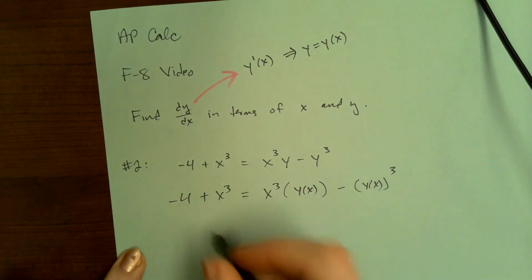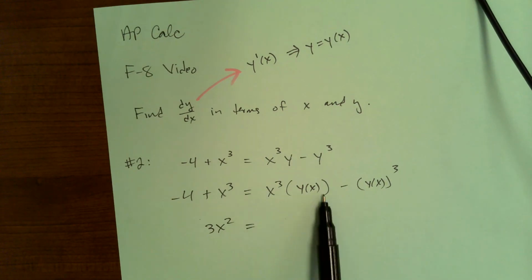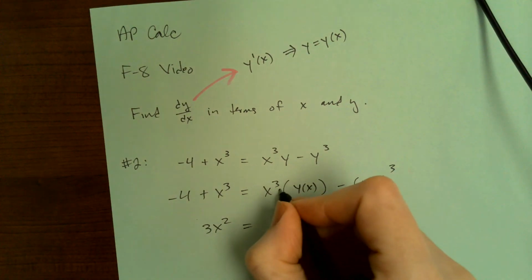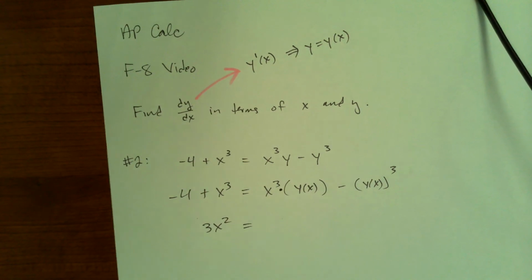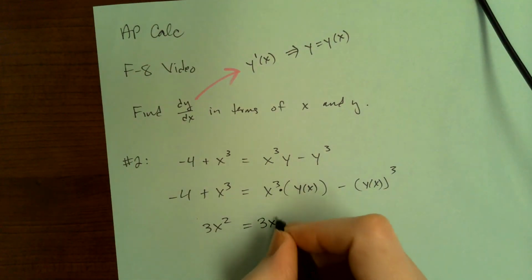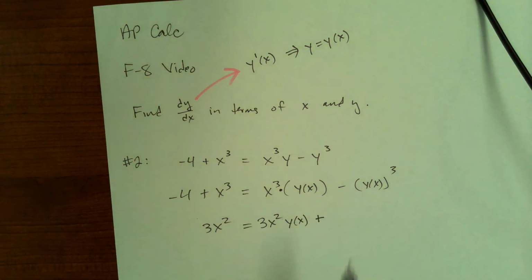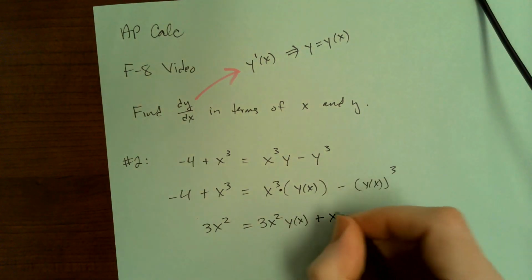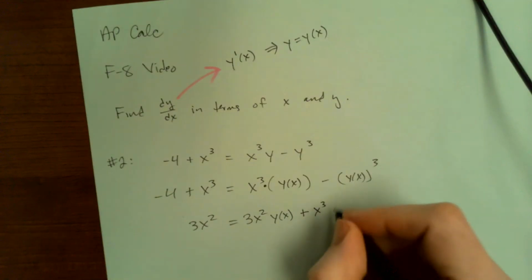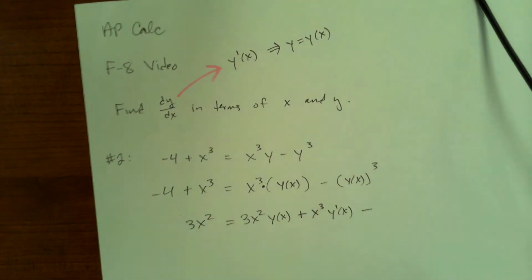The derivative of x to the third is 3x squared. For this derivative, we need product rule. So the derivative of x to the third is 3x squared. The y of x just comes down, plus the x to the third just comes down. What's the derivative of y of x? Y prime of x minus.